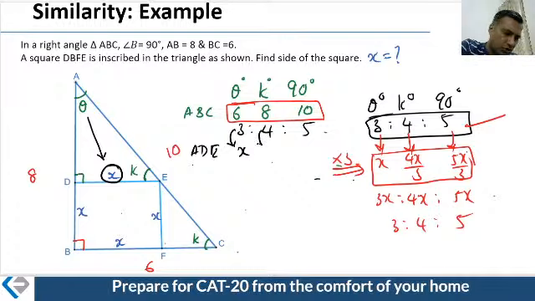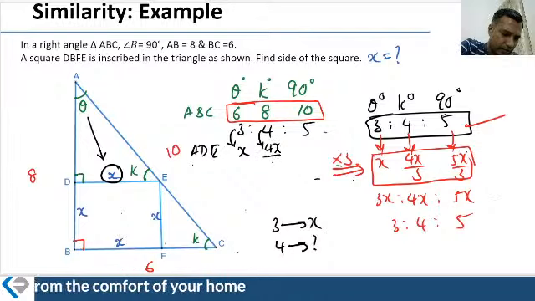Therefore, 4 corresponds to how much? It's like this, I'm doing: 3 corresponds to x. Therefore, 4 corresponds to what? How do you write it? You write this as 4x by 3. 5 corresponds to what? 5x by 3.